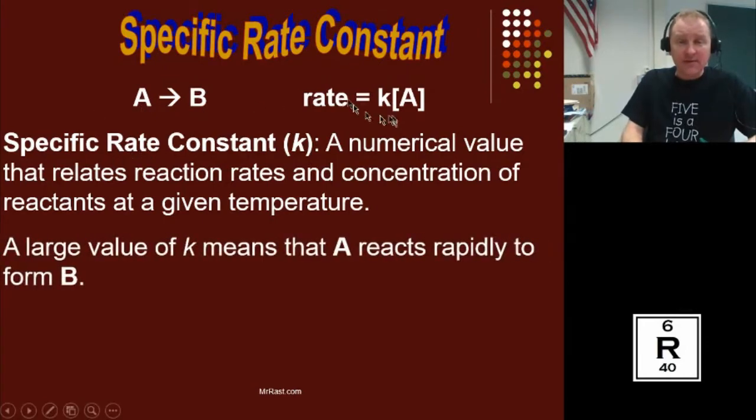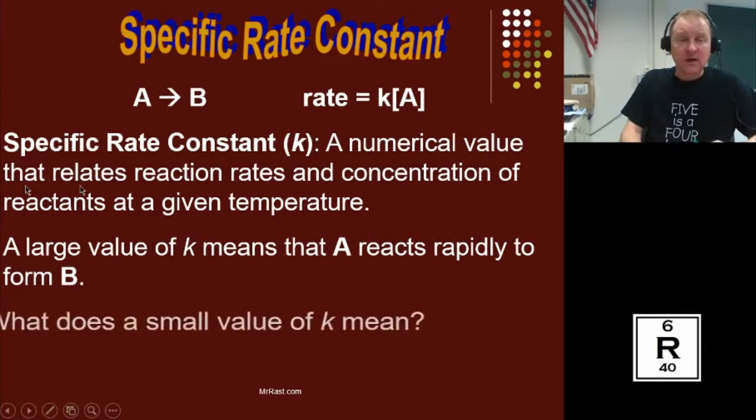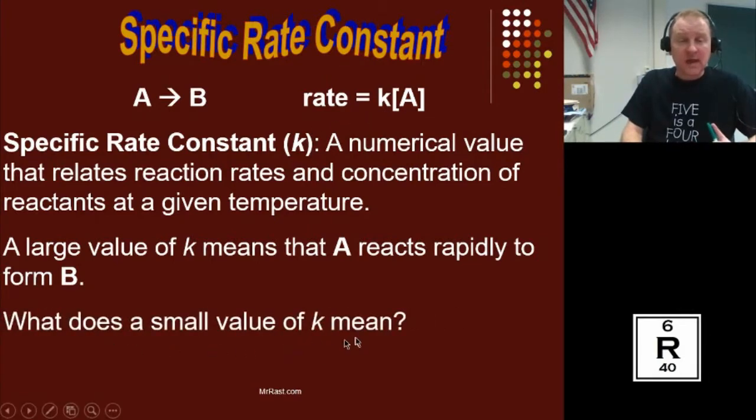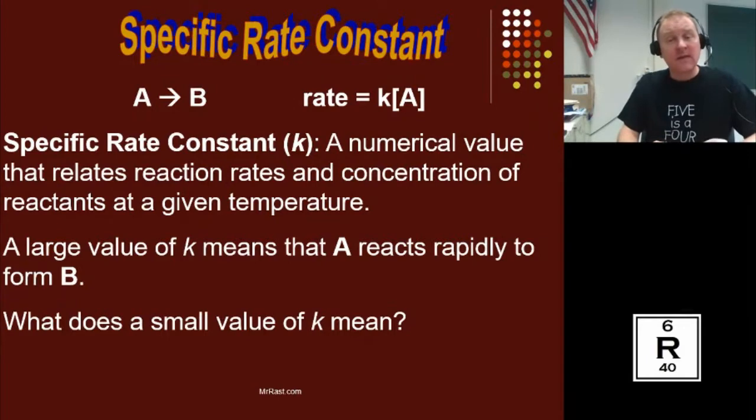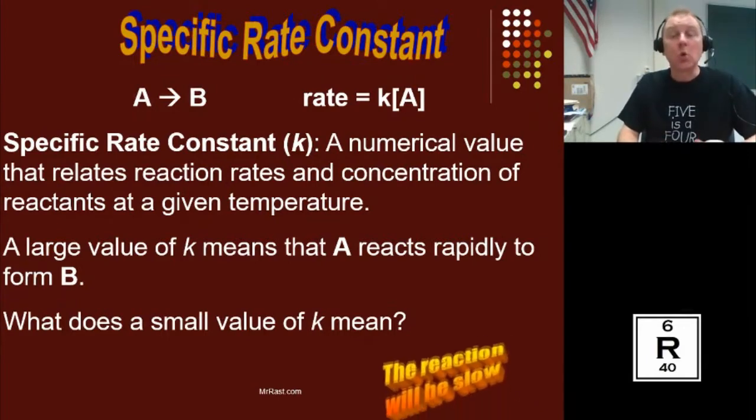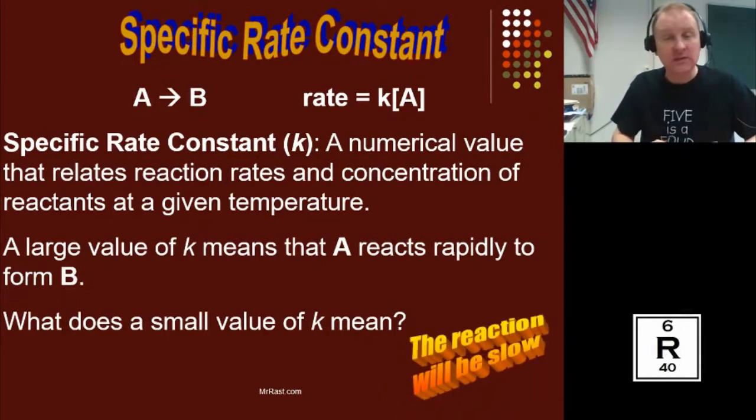So if you have a large value for K, that would mean that the reaction will quickly form B. So in this reaction here, if K is a large number, that means B will form fast. So this is a quick reaction if K is large. On the other hand, what does it mean if K is small? Well, I think you should be able to figure that one pretty easily. That would mean that the reaction is going to be slow. So the reaction will be slow with a small K value. Reaction will be fast with a large K value.